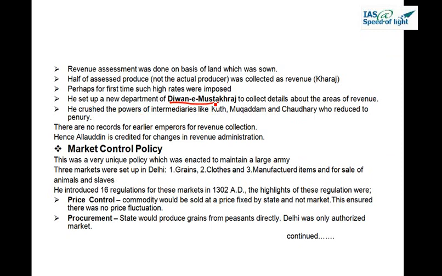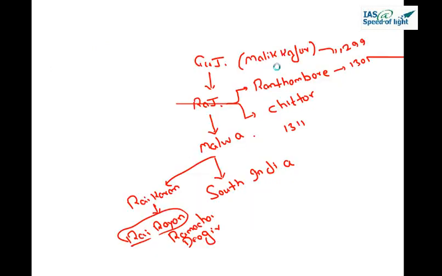He crushed the power of intermediaries between the common peasants and the state, like Khut, Muqaddam, and Chaudhri. It was for the first time that in history we started getting revenue data and revenue records, and there are no records of revenue collection for the earlier emperors. So Alauddin is credited for the changes in revenue administration.